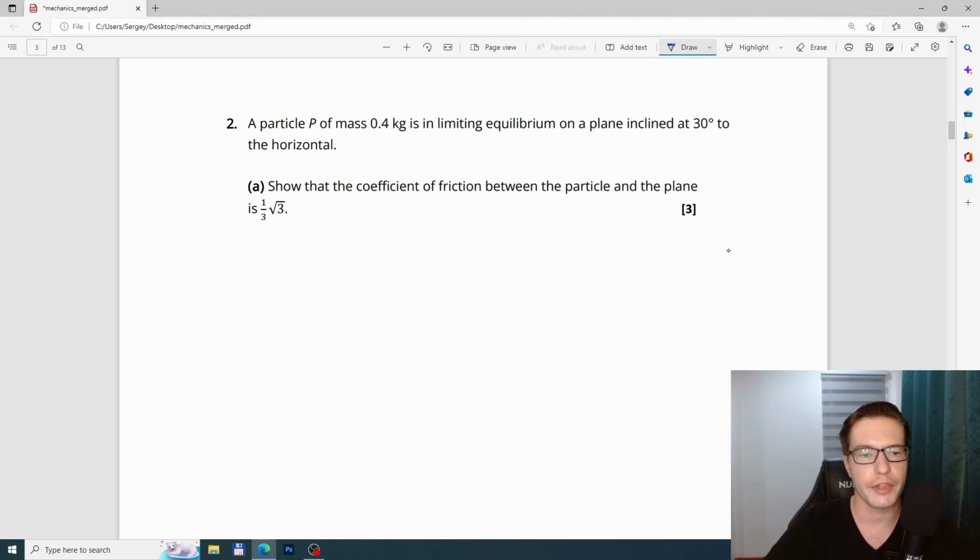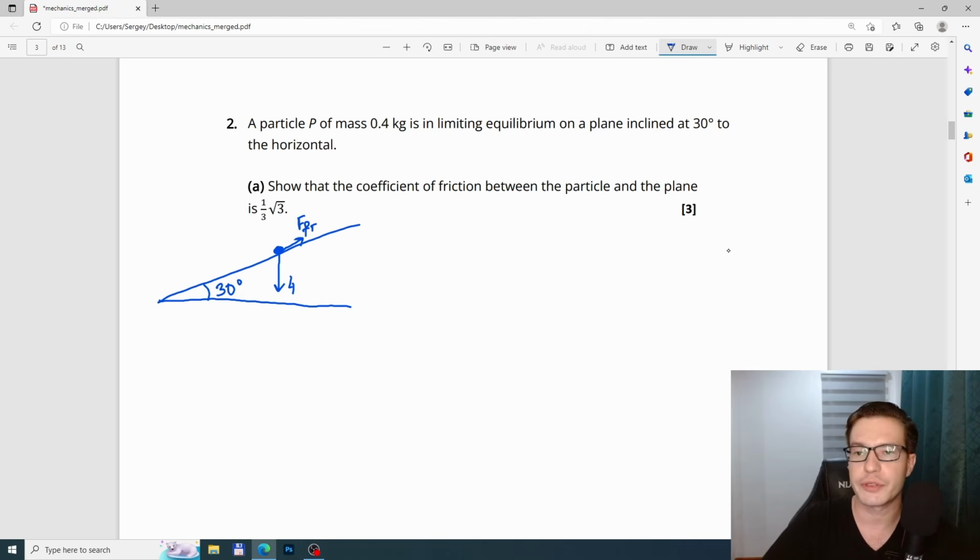Okay, question 2. Again, we're going to start by drawing the diagram. Here's an inclined plane. The angle is 30 degrees. Here's the particle, and the mass is 0.4 kilograms, therefore the weight is 0.4 times 10, 4 newtons. And there's also force of friction. So now the particle is trying to slide down the plane, and the force of friction is preventing this motion. So that means the force of friction is acting upwards.